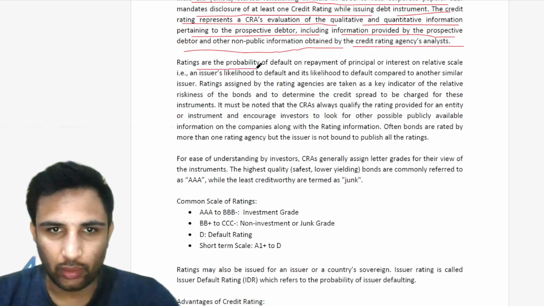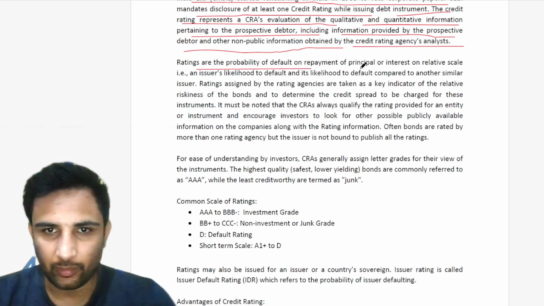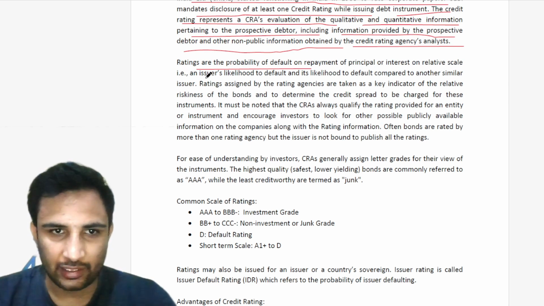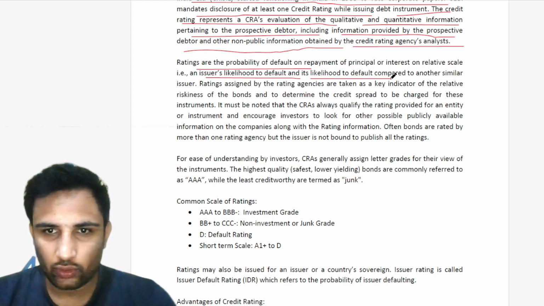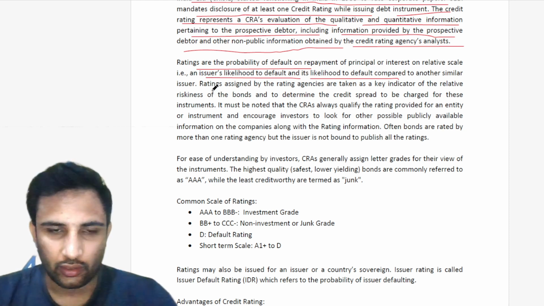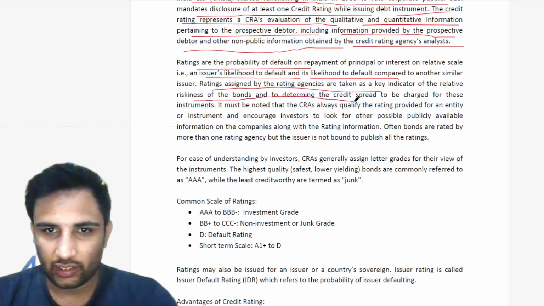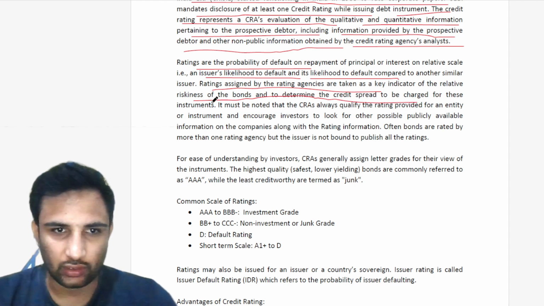Ratings are the probability of default on repayment of principal or interest on a relative scale, that is an issuer's likelihood to default compared to another similar issuer. Ratings assigned by the rating agencies are taken as a key indicator of the relative riskiness of the bonds and to determine the credit risk premium to be charged for these instruments.